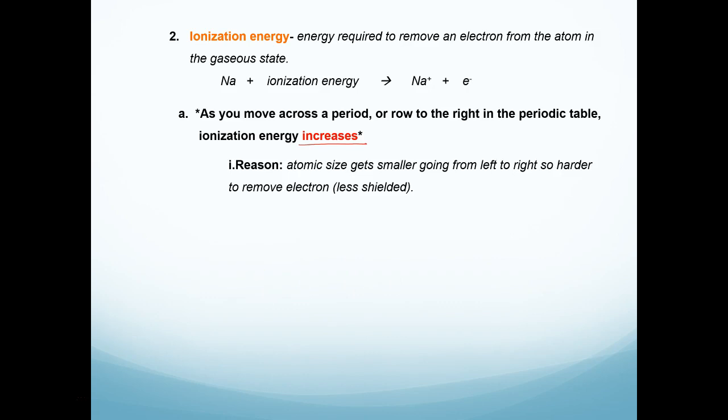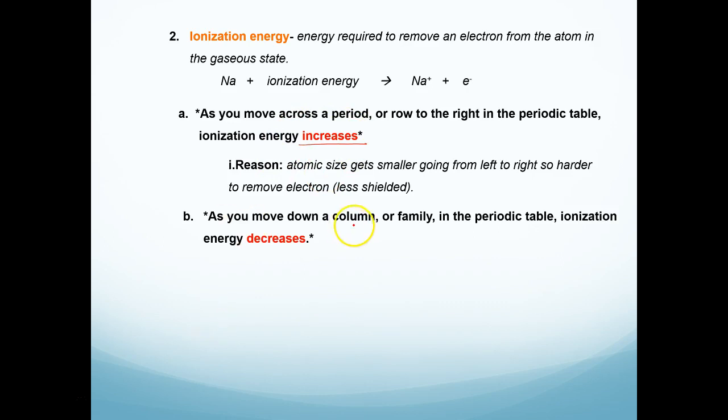So if we go back to atomic size, as we're going across the periodic table to the right, the atomic size is going to get smaller, right? So it means that those outermost electrons are being held more tightly, which means you have to put more energy into it to remove that electron. So it makes sense that the ionization energy increases.